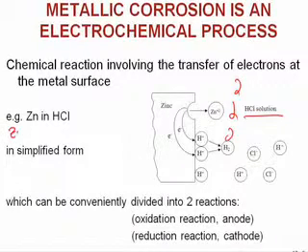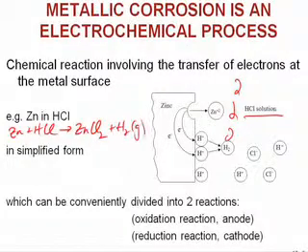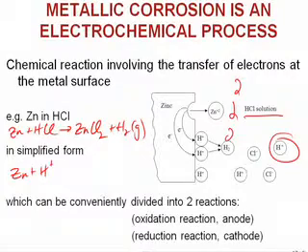We put zinc, it reacts with HCl, forms a zinc chloride product plus this hydrogen gas. Actually, in a simplified form, the zinc is reacting with the H+ ions that are in the acid to form zinc ions. Okay, so the zinc here, a zinc metal atom, forms a zinc ion.